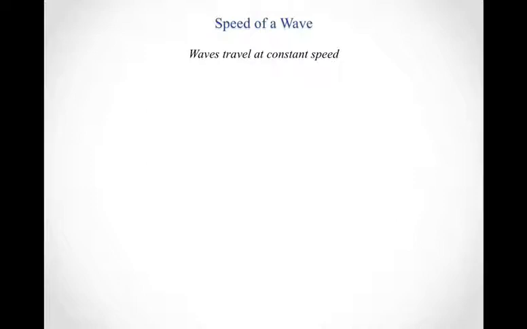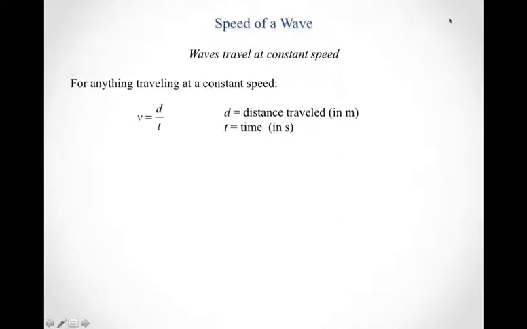So the most important point when we're talking about the speed of a wave is that waves travel at a constant speed. So for anything that travels at a constant speed, what we've seen is I can figure out what that speed is by knowing the distance that it travels and dividing by time. If I figure out what's the distance my wave travels in meters and divide by the time it takes to travel that distance in seconds, then I'm going to get the speed of the wave in meters per second.